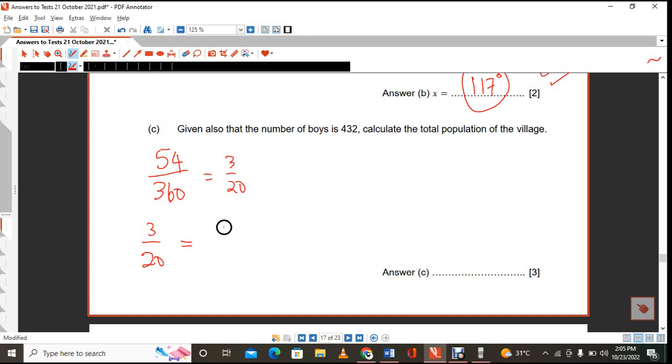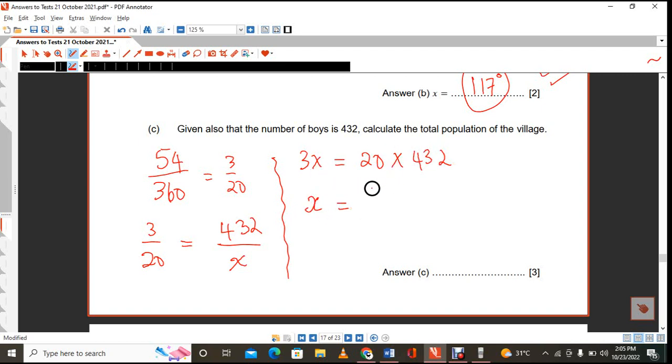So the boys is on top, so 432 will be on top, and we're looking for the total population. Let me represent that by using x. So cross multiply, that's going to give you 3x is equal to 20 times 432. Of course, in order for you to get x, you can just simply divide that 20 times 432 by 3. Of course, if you do that, you get a total population of 2,880.